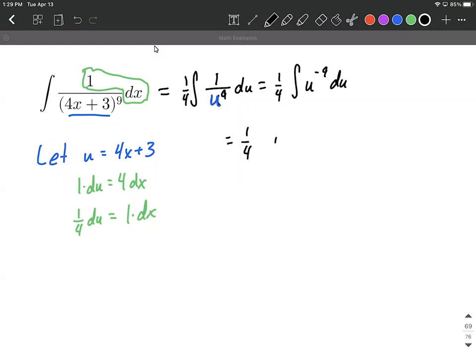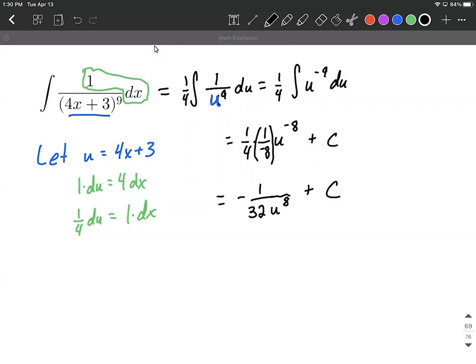We can increase the exponent by 1. So negative 9 plus 1 makes negative 8. Then we're going to use 1 over our new exponent out in front here. Actually, that's going to be multiplied. And we don't want to forget our plus c because this is an indefinite integral. All right, let's clean this up just a little bit for our final answer. 1/4 times negative 1/8 makes negative 1 over 32. And I'm going to go ahead and move that u to the negative 8th power. I'm going to make it u to the positive 8th power by moving it down to the denominator.